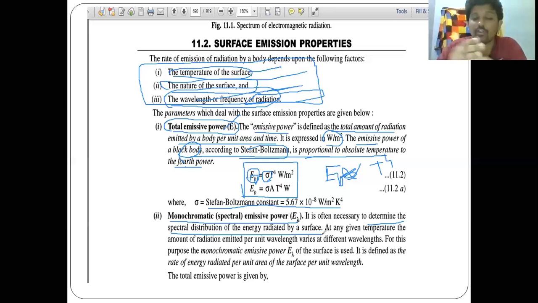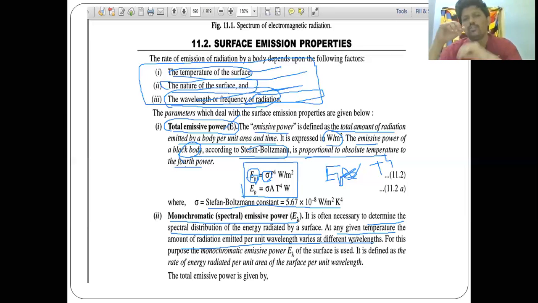So that is an order of wavelength that we should definitely determine. It is often necessary to determine the spectral distribution of energy radiation. At any given temperature, the amount of radiation emitted per wavelength varies at different wavelengths.